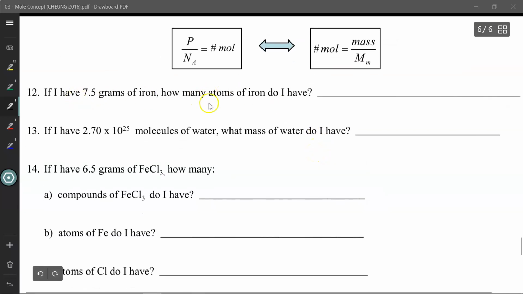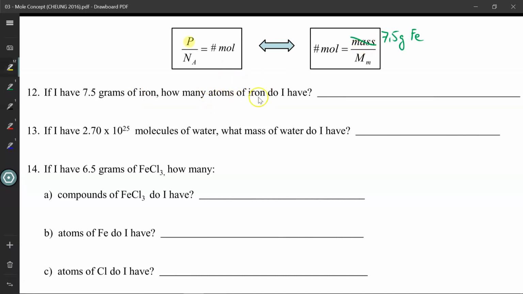Now this question requires you to use both equations. Take a look at this. I have 7.5 grams of iron, so I'm going to write that in. And it's asking me for how many atoms of iron. And that would go under number of particles. So they're giving me information to use one equation, but asking me to solve for a second equation. And we can do this because the number of moles acts as a middleman. Once I solve for the number of mole here, I can take this number, plug it in here, and then solve for the number of particles.